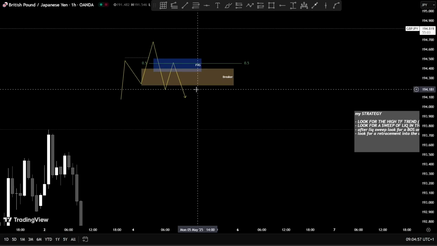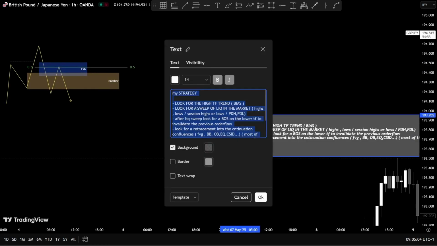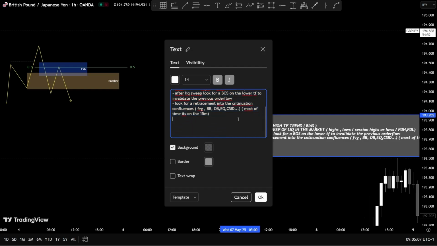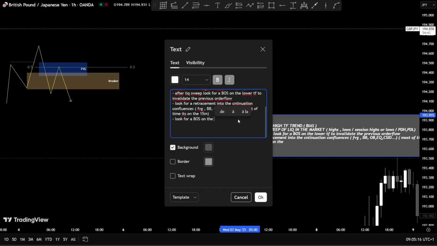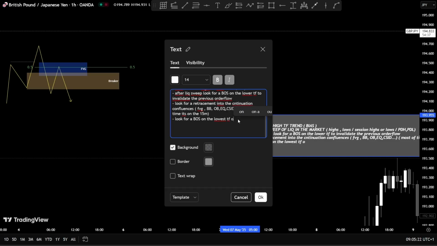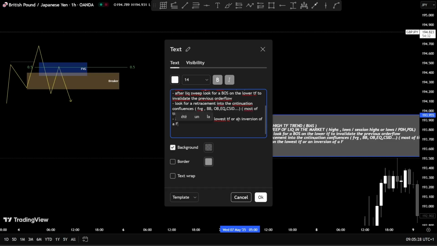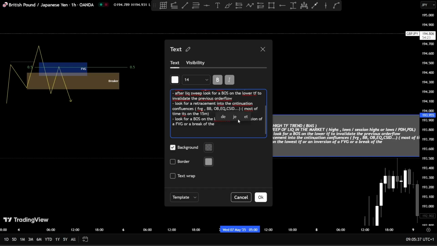look for a break of structure on the lowest time frame, or the inverse fair value gap, or a break of the 79% Fibonacci extension. So the next thing, which is the last thing, is look for a break of structure on the lowest time frame, or an inversion of a fair value gap, or a break of the 79% Fibonacci extension.